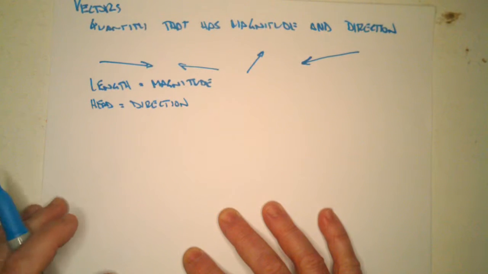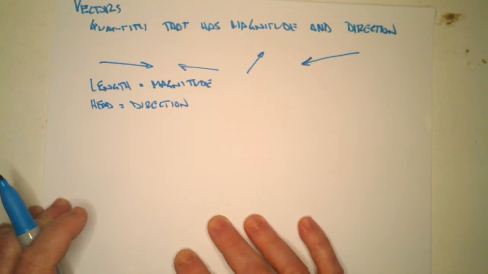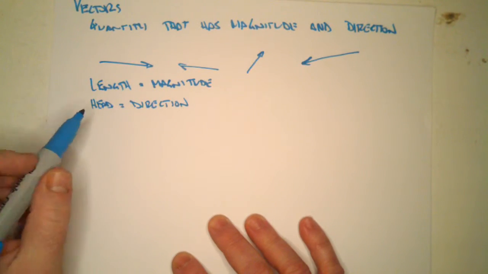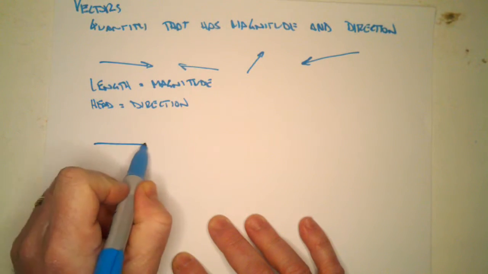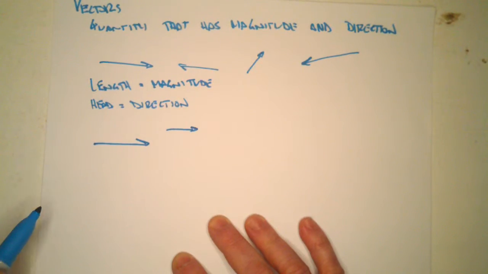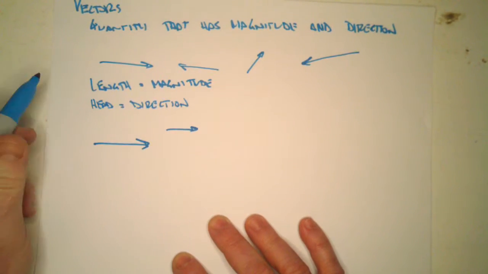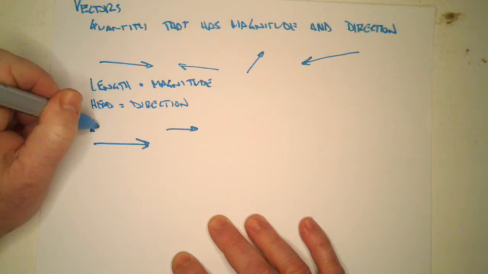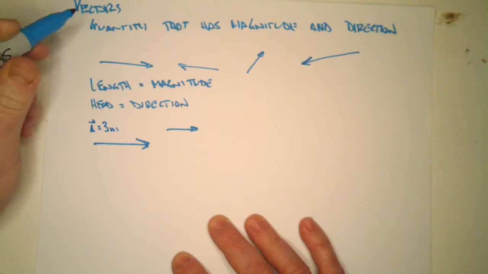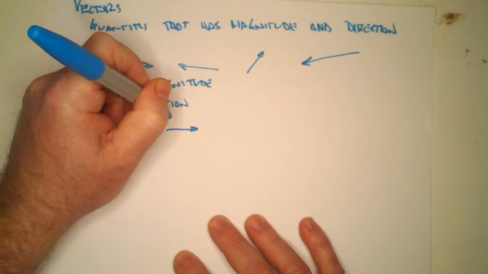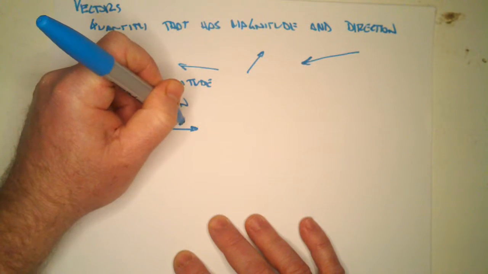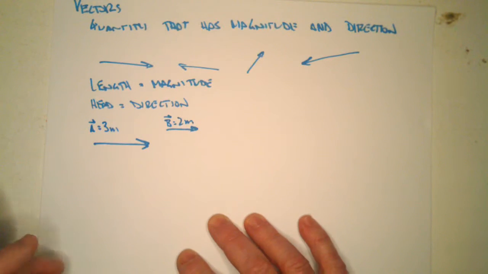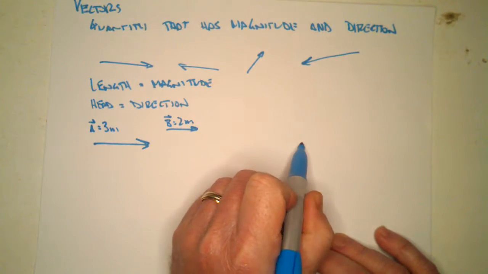Vectors can be added and subtracted, and it's really a convenient way of representing how different forces act on one another. So let's say we've got two vectors. This one might be 3, we'll call it vector A, equals 3 meters, and vector B equals 2 meters.